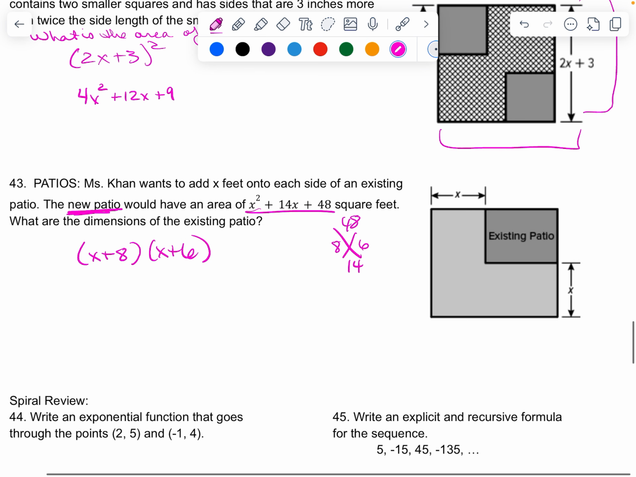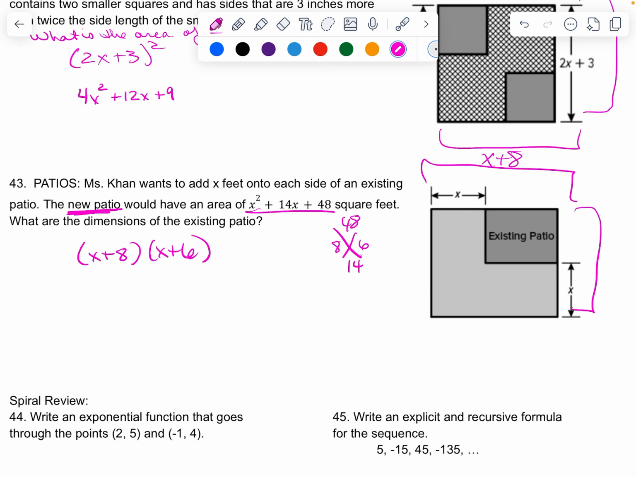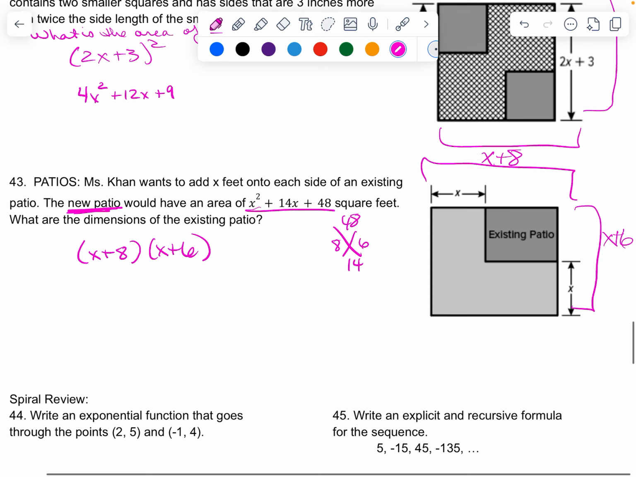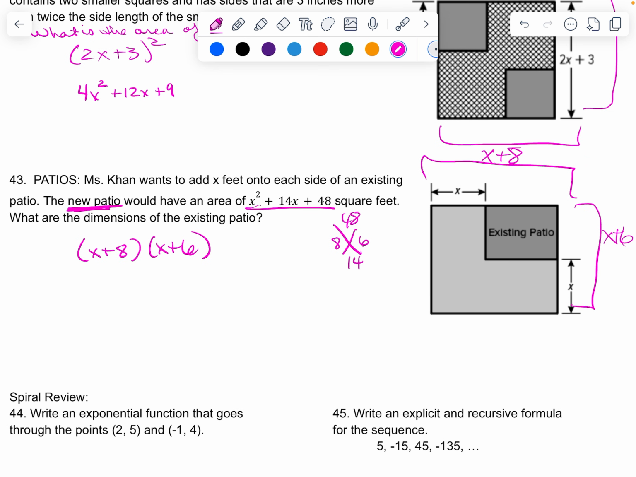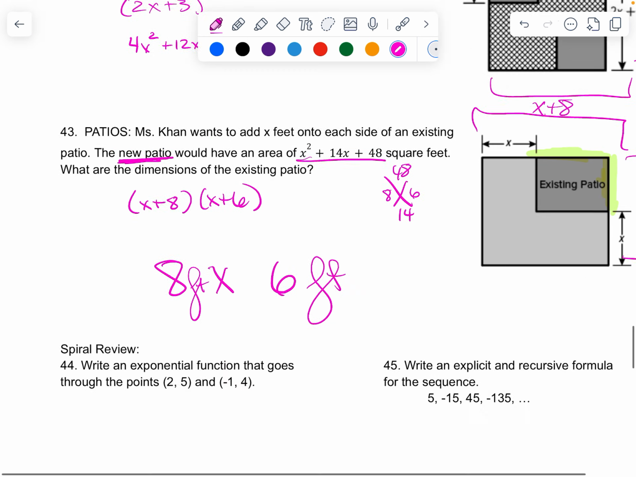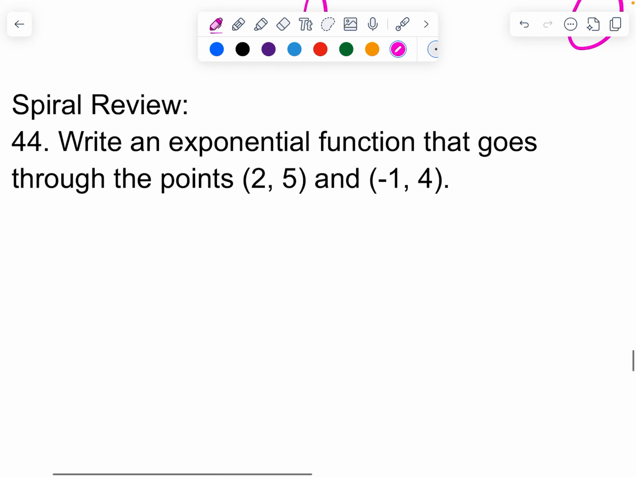So this side right here is x plus 8, and this side right here is x plus 6. So if I want to know how long this side is and how long this side is, I just need to subtract the x's. So that means that it's an 8 by 6, and that's feet. Okay, this one, I told you to get rid of that.